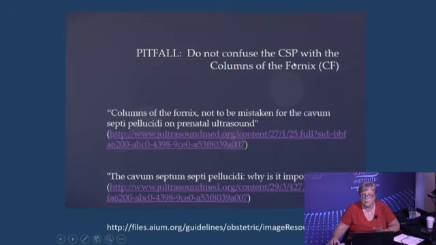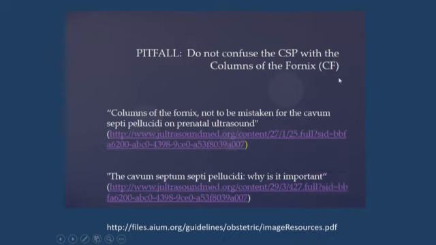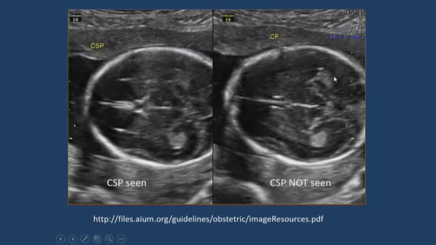Okay, so pitfalls: don't confuse the cavum septum with the columns of the fornix. It's okay to get your measurement there, but if you do that, you need a separate image demonstrating that you do see the cavum septum pellucidum, because that really is a clue to a lot of different abnormalities within the brain.